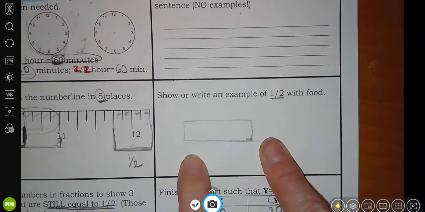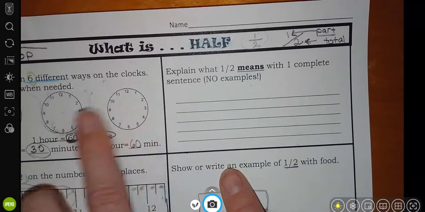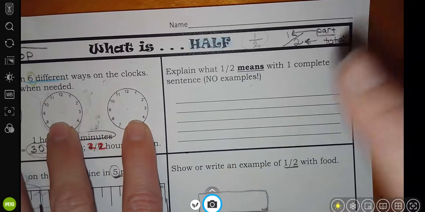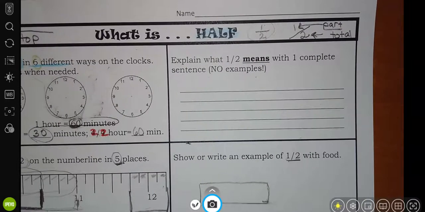You have to show an example of 1/2. You have to find 1/2 twice on each of these clocks, and you have to explain what 1/2 means. And you have to keep this inside your math folder.